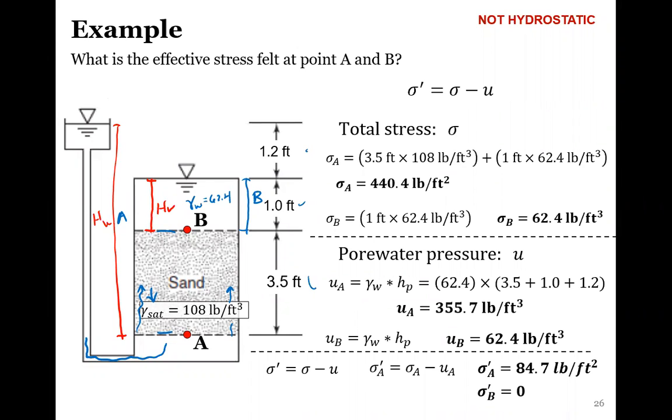And we have our total stress is equal to our pore water pressure. And that should make sense because at point B, what is actually happening is we don't have intergranular connection there, right? Because there's no soil above us.